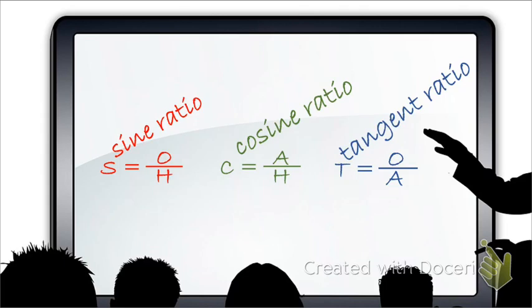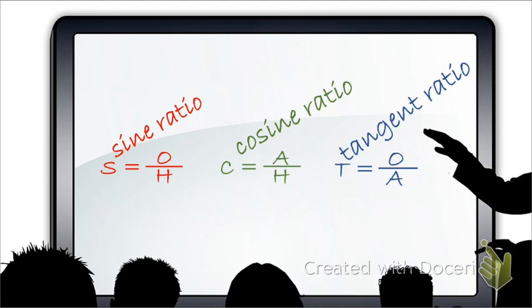It is very important that you memorize these three ratios. The sine ratio is opposite over hypotenuse, the cosine ratio is adjacent over hypotenuse, and the tangent ratio is the opposite over the adjacent. Many students remember these ratios by remembering SOH CAH TOA.